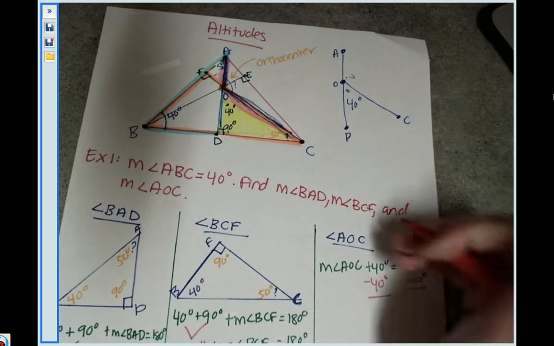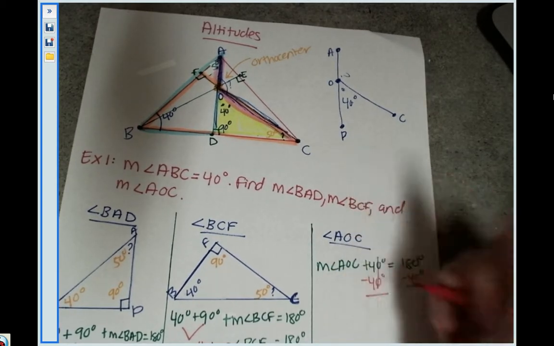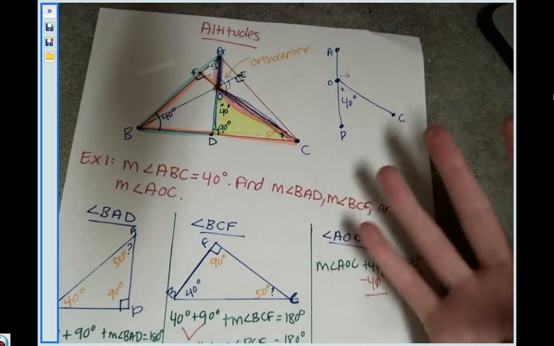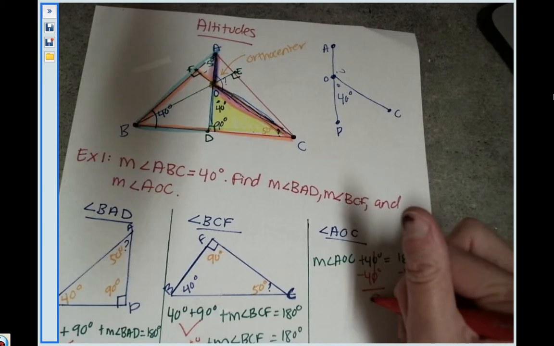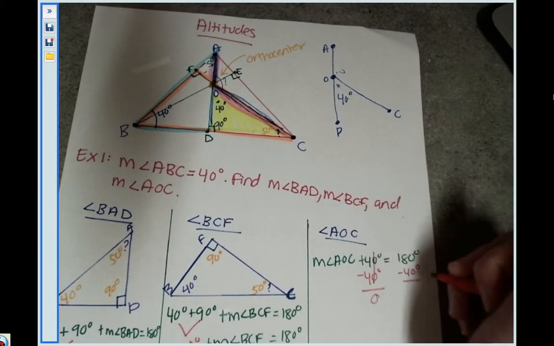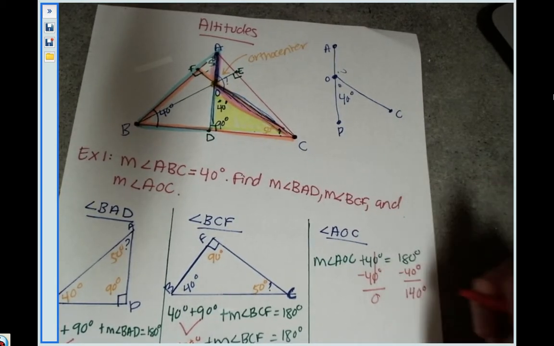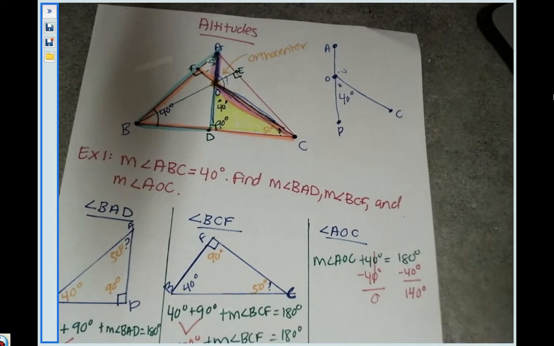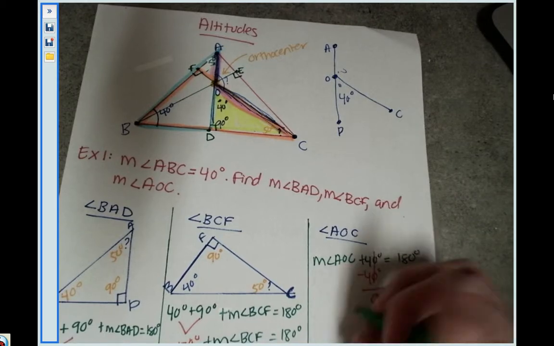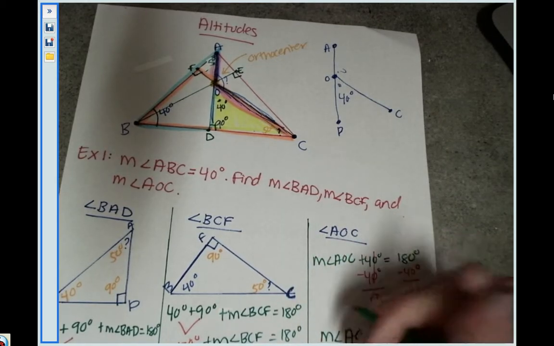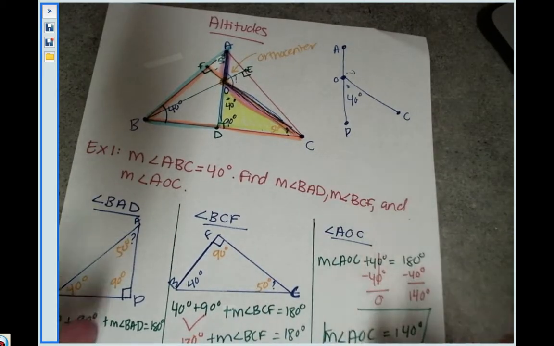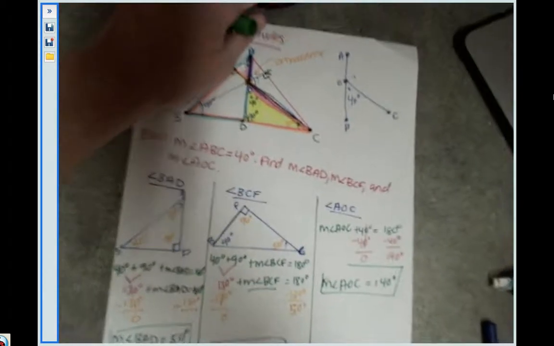You guys just make me so happy because you're so smart and hardworking and you've done this whole problem brilliantly. I'm so proud of you guys. So 40 minus 40 is 0. 180 minus 40 is 140 degrees. So guess what, you guys? The measure of angle A to the O to the C is 140 degrees. And bam! We are done with this whole problem.